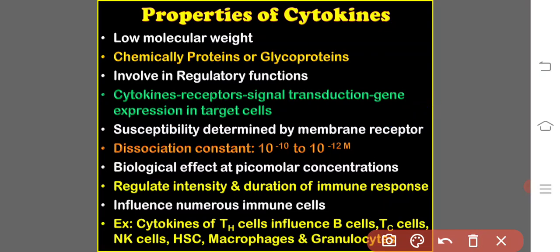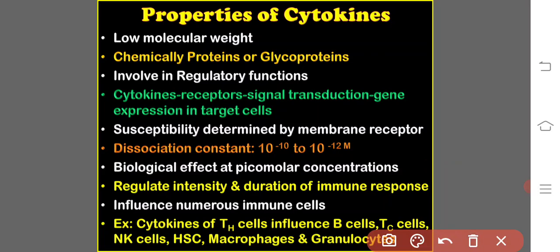And the dissociation constant for cytokines and their receptors ranges from 10 to the power of -10 to 10 to the power of -12. And they can mediate biological effects at picomolar concentrations. A picomolar concentration of cytokine is enough to mediate the biological effect.